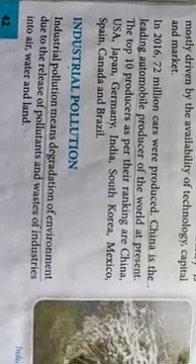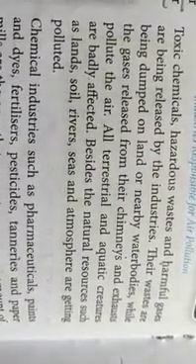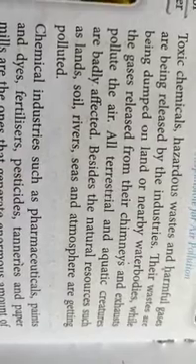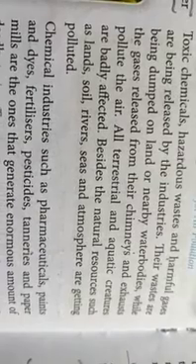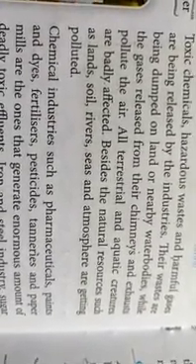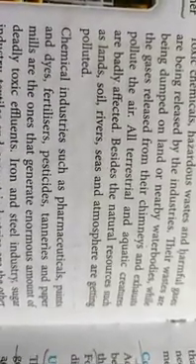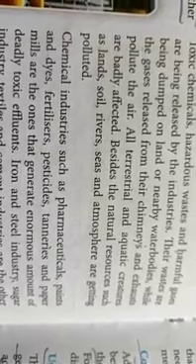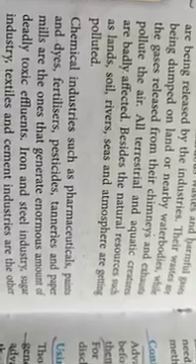Now, toxic chemicals, hazardous wastes and harmful gases are being released by the industries. Their wastes are being dumped on land or nearby water bodies, while the gases released from the chimneys and exhausts pollute the air. All terrestrial and aquatic creatures, land and sea creatures, are badly affected. Besides, the natural resources such as land, soil, rivers, seas and atmosphere are getting polluted.